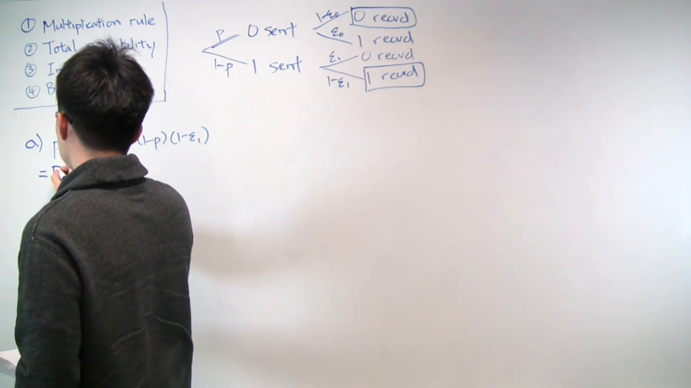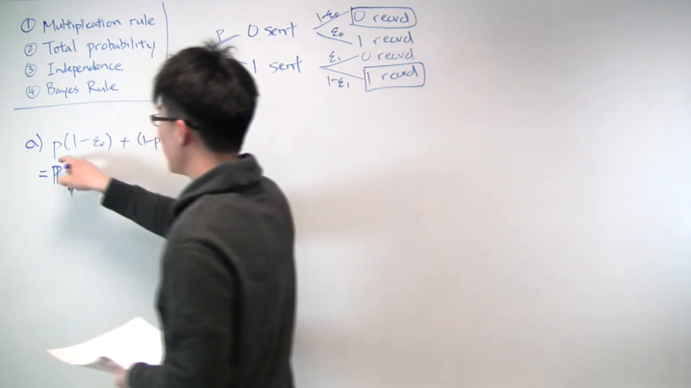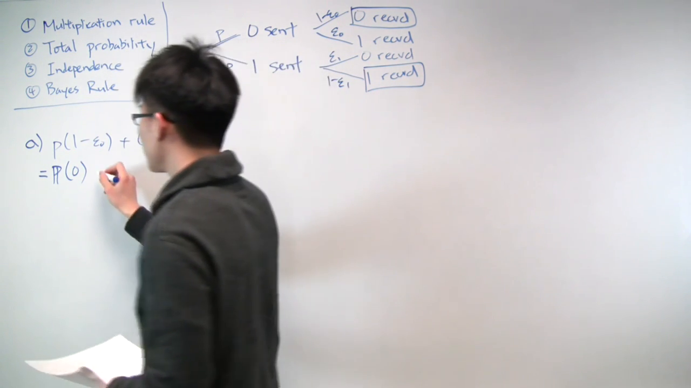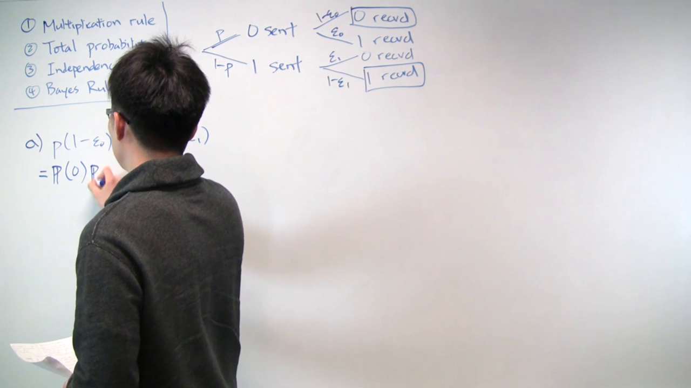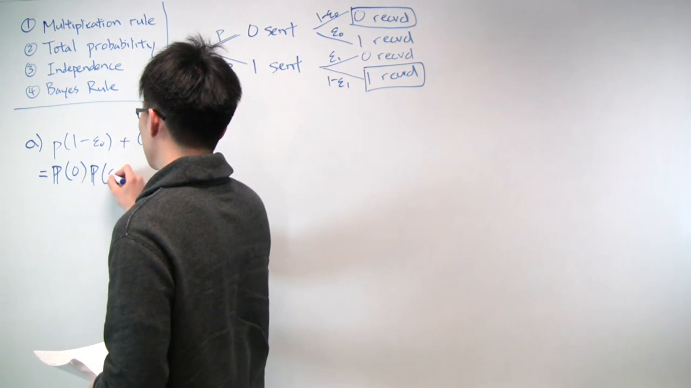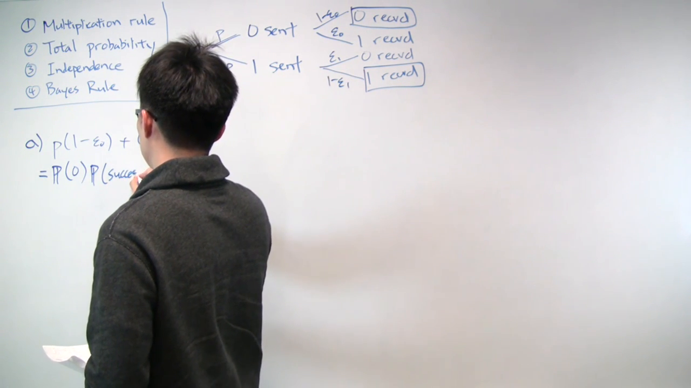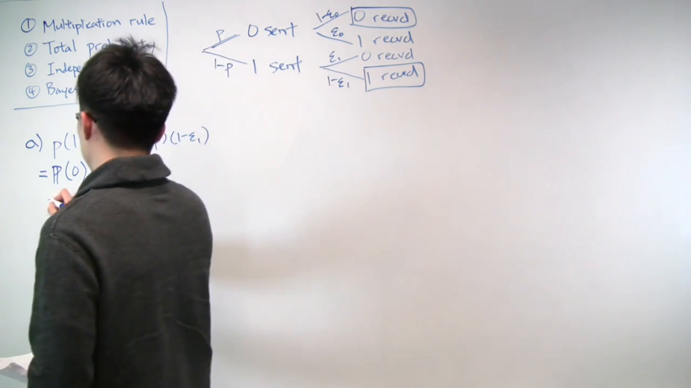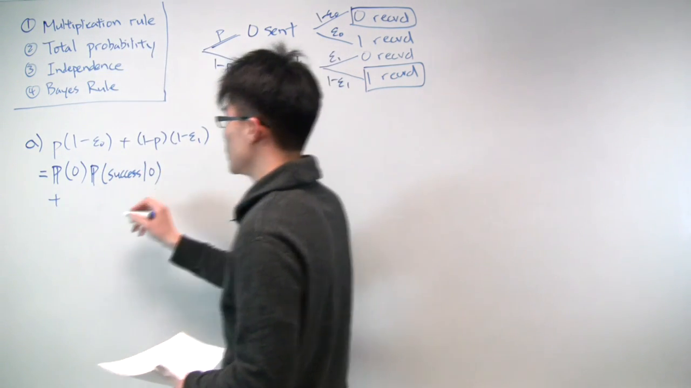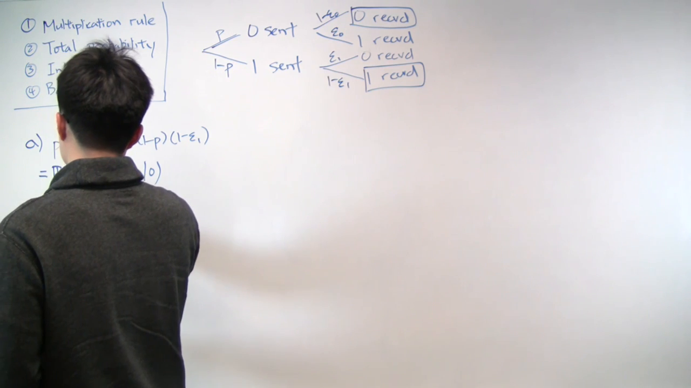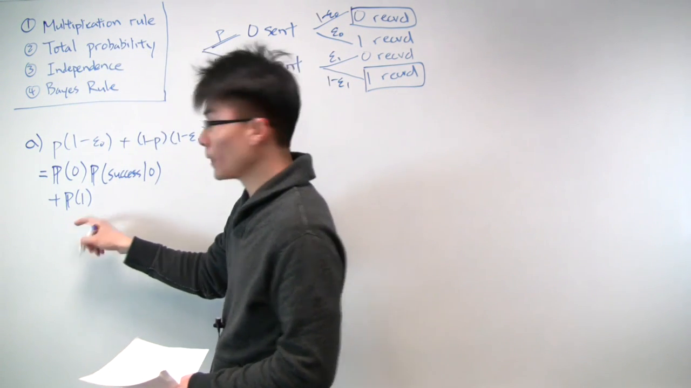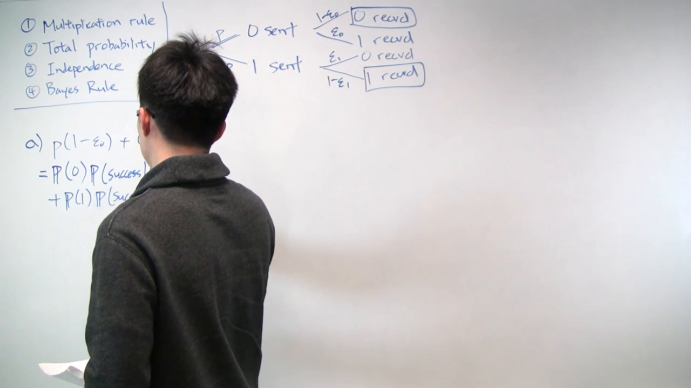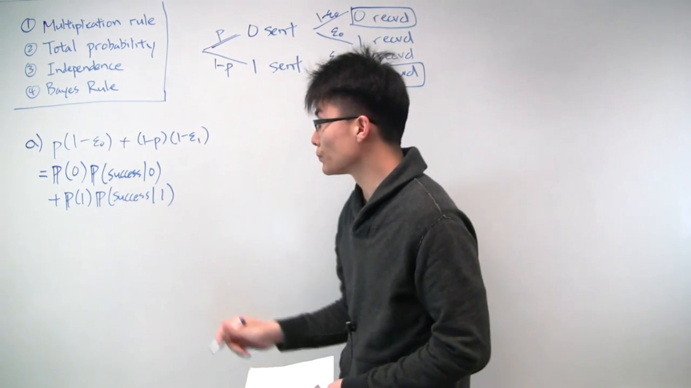So you can see that the p corresponds to the probability of 0 being sent, and 1 minus epsilon naught is the probability of success, given that a 0 is sent. And this second term is analogous. It's the probability that a 1 was sent times the probability that you have a success given that a 1 was sent.